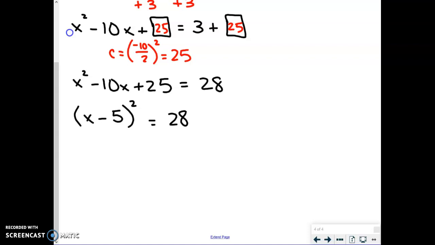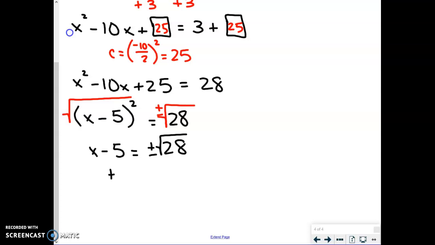So now that we have a binomial squared, we can take the square root of both sides. Remember, positive or negative with the 28. And that would leave us with x minus 5 is equal to plus or minus the square root of 28. So our final step here in solving would be to add 5 to both sides, and that would leave us with x is equal to 5 plus or minus the square root of 28.